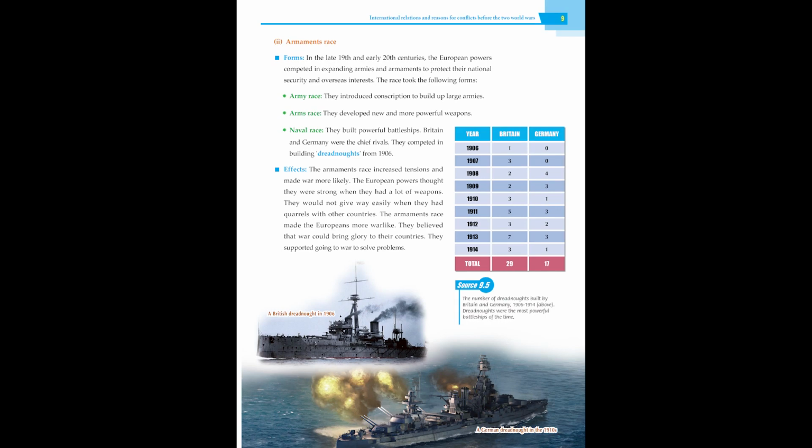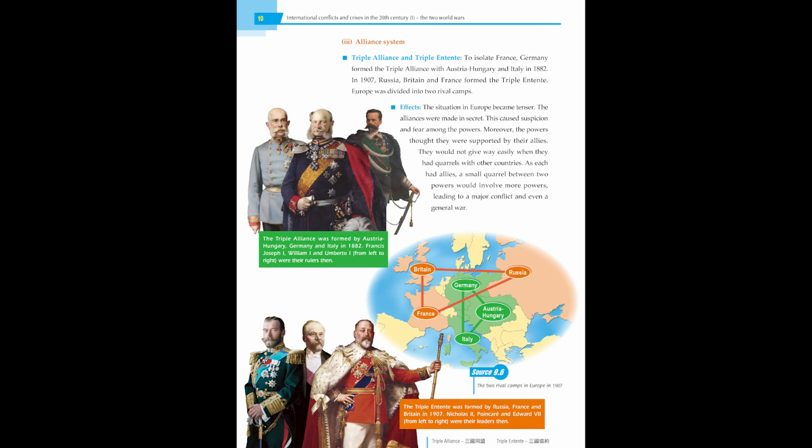Look at the source 9.5. The number of dreadnoughts built by Britain and Germany from 1906 to 1914. Dreadnoughts were the most powerful battleships of the time. 3. Alliance system. Triple Alliance and Triple Entente.